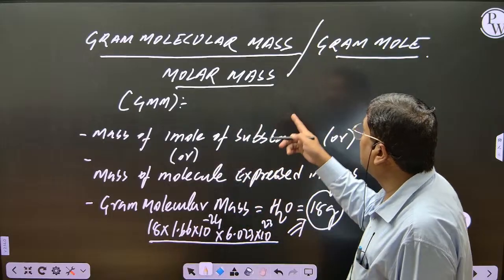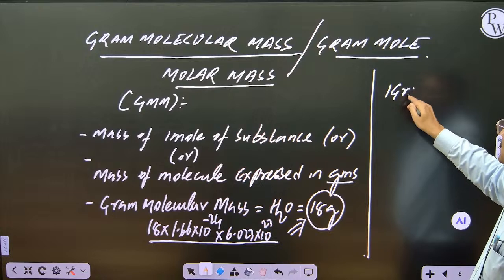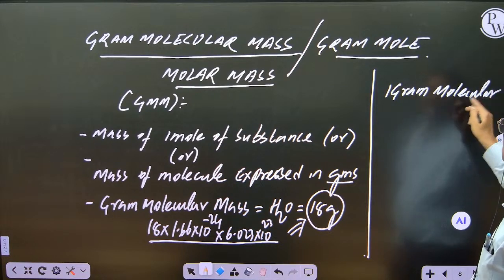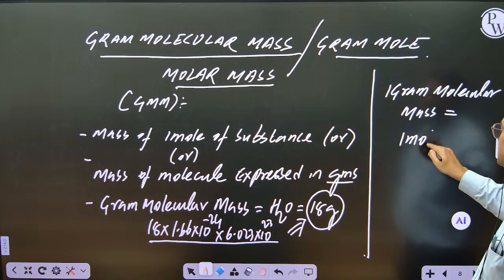And keep it in mind, 1 gram molecular mass is equal to 1 mole. They use this terminology in mole concept. 1 gram molecular mass is nothing but equal to 1 mole of substance.